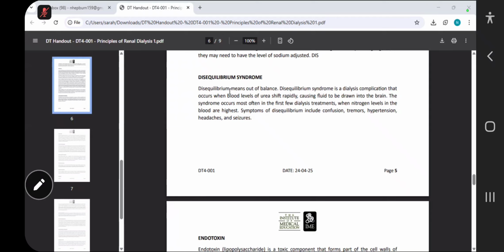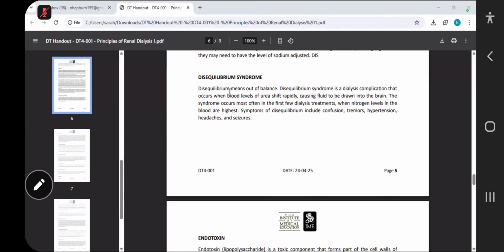You all know how disequilibrium syndrome happens? Did Dr. Deja and Dr. Michael tell you all about disequilibrium syndrome? No, first time I hear this. Okay, so what is the equilibrium? As I said, disequilibrium means out of balance.